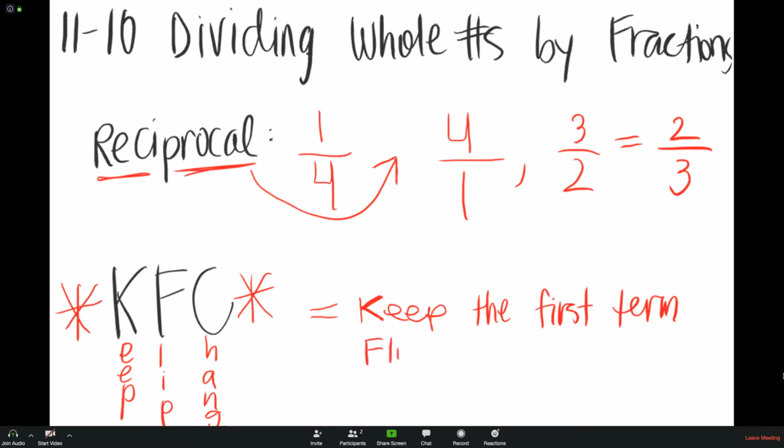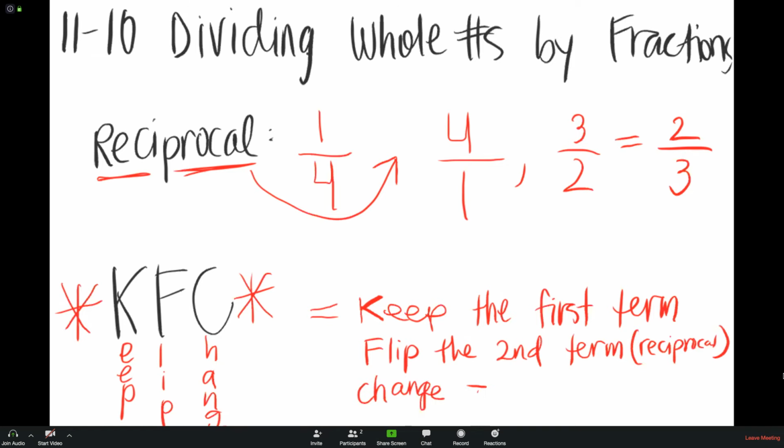Flip means you're going to flip the second term or find the reciprocal. Lastly, you're going to change the division sign to multiplication. If this seems unclear, we're going to go over everything right now. Just make sure you have these notes written down so that we can use them in solving our problem.